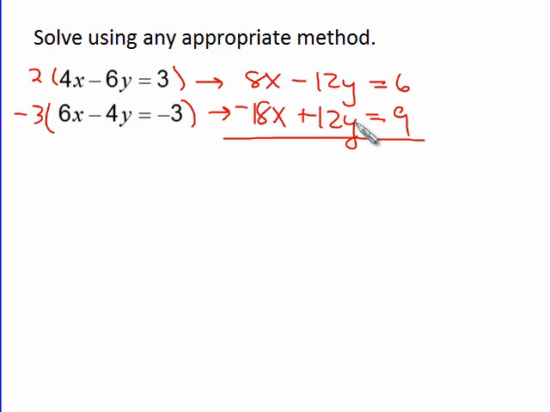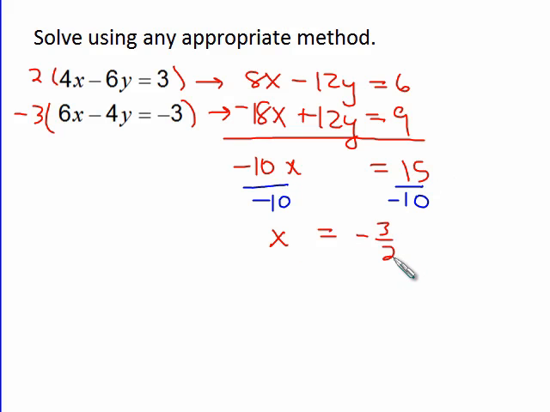So as I add them, 8 and negative 18 will give me negative 10x. And you can see here that my y's will drop out of this new equation. And then 6 plus 9 will give me 15. So now I just need to solve for x. So I'll divide both sides by negative 10. So I'll go ahead and leave this as a fraction. So x is going to be negative 3/2.